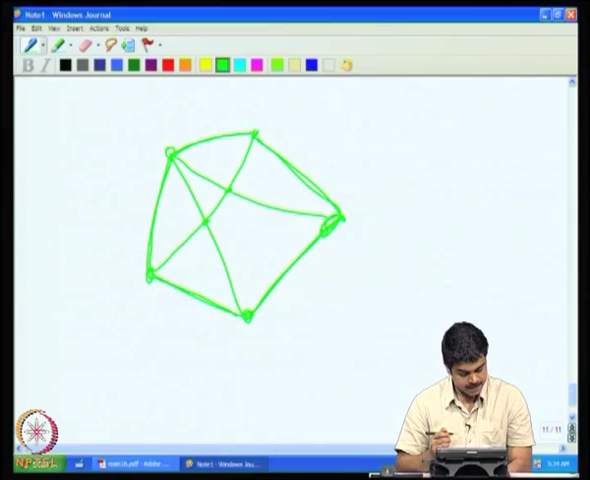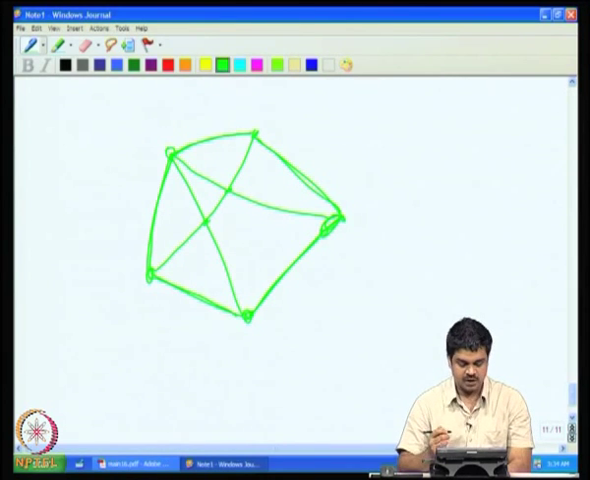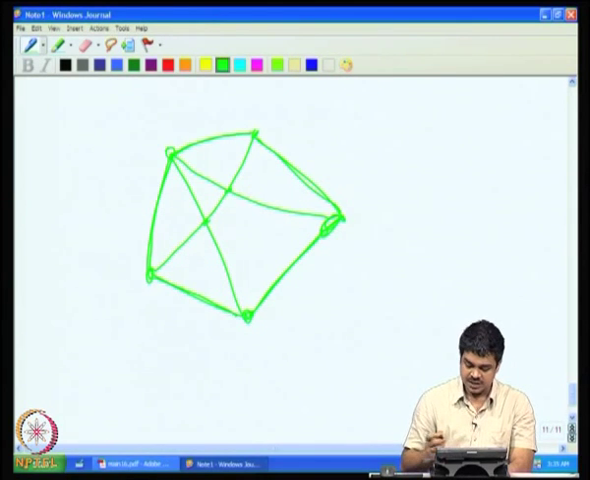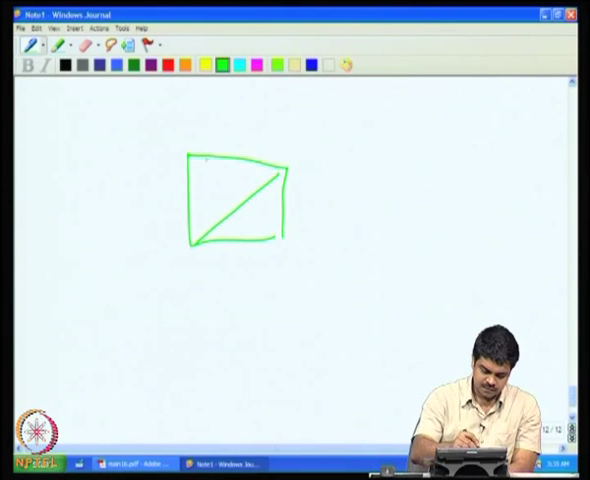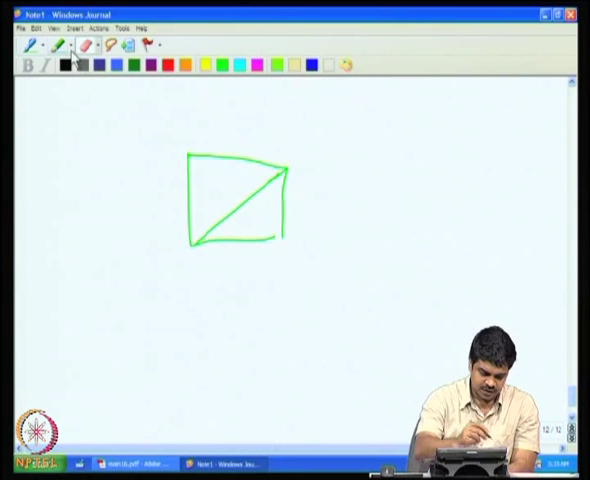The planar graphs are those graphs which can be drawn on the plane as a plane graph, that means without the edges crossing each other. For example, if you take this graph, this is not drawn as a plane graph because we have drawn it wrongly, but on the other hand this is a planar graph because we can draw it like this.